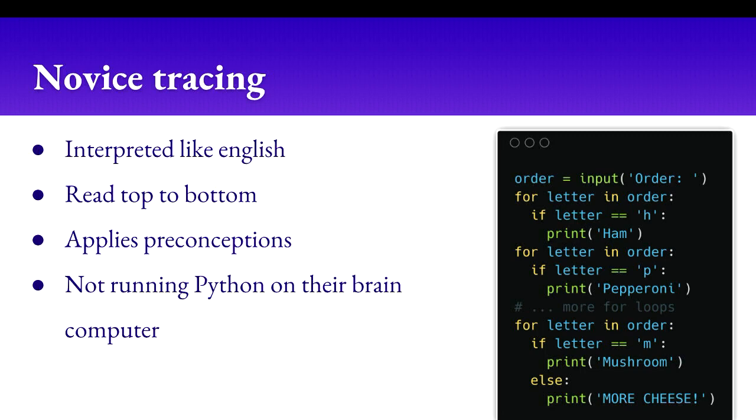So if you read this as English, we might say, look for H in the string. If there's an H, print ham. Look for P. If there's a P, print pepperoni. Look for M. If there's an M, print mushroom. Otherwise, print more cheese. And when you read it like that, it does sound like it solves the problem. But that's not how the computer reads it.